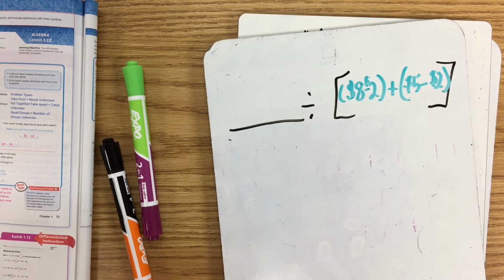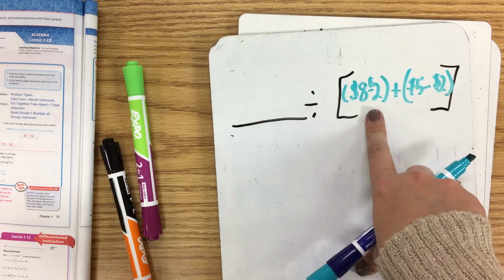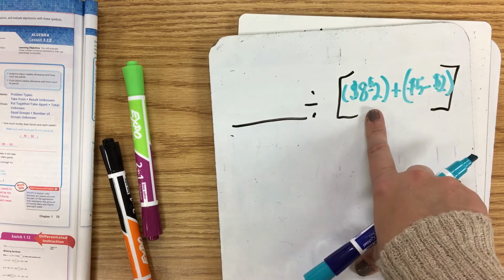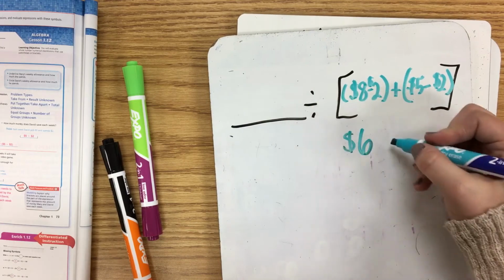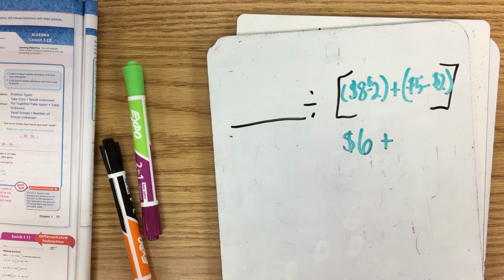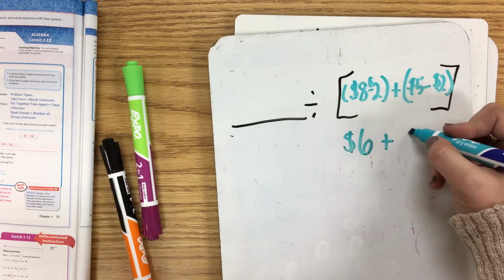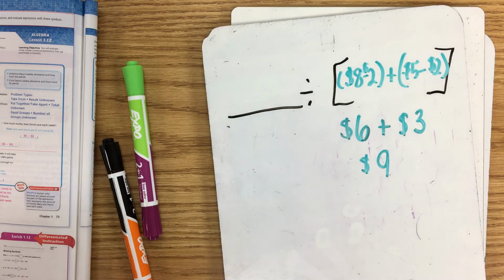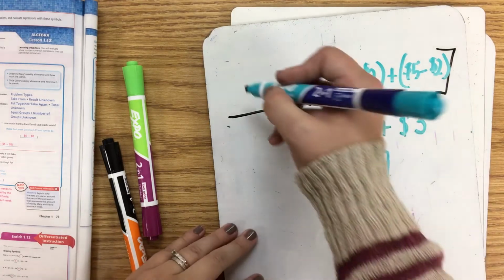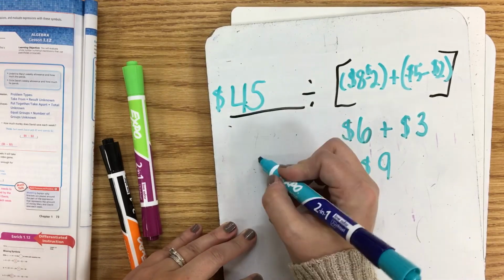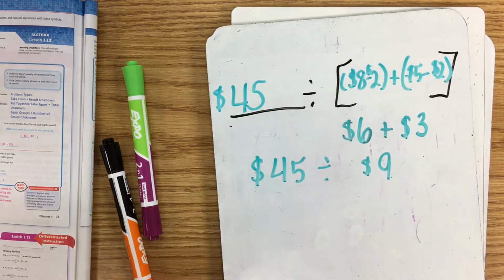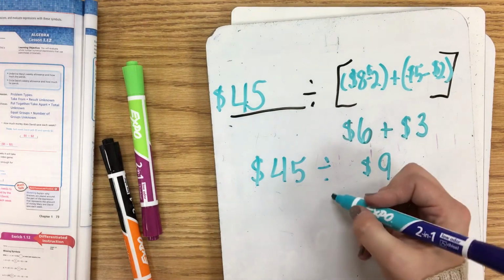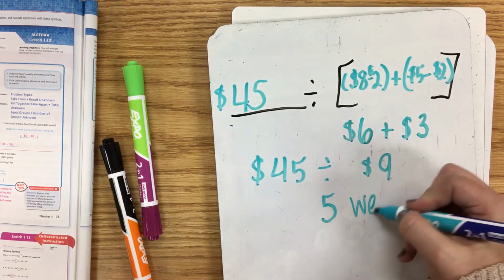Now I can solve. Mary, if I take my 8, subtract 2, I get 6. And David, if I take my 5 and subtract 2, I get 3, which is $9, right? Well, it tells us that the video game costs $45. So I'm going to have to take that $45 and divide that by that 9 to get my answer. And if I do that, my answer is 5. It is going to take them 5 weeks.